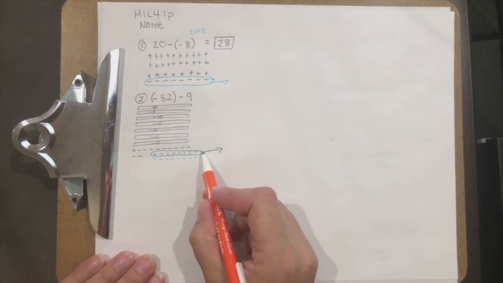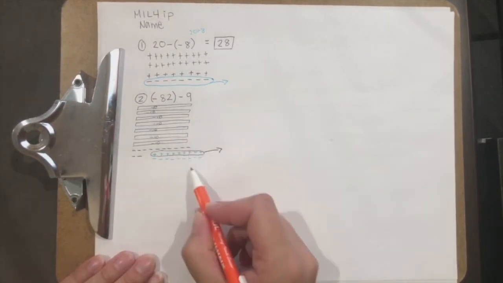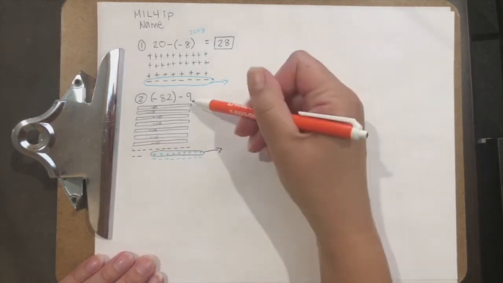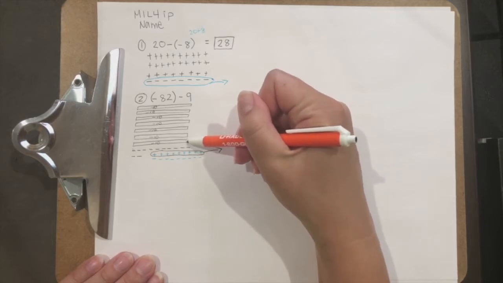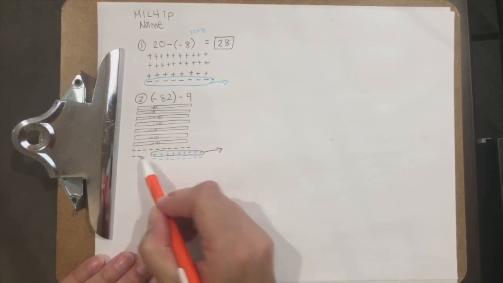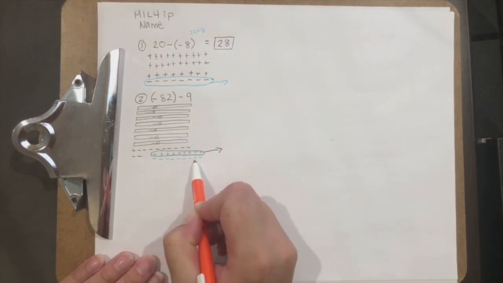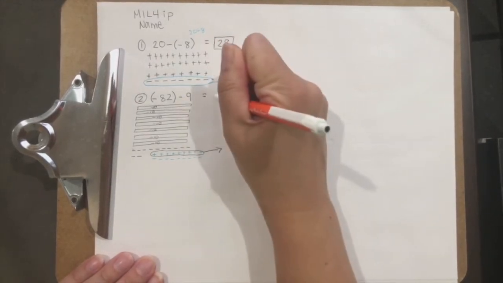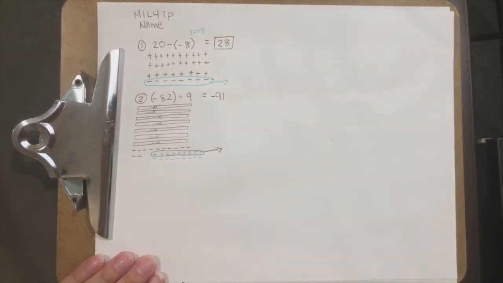So now I just took away those 9, which was kind of the same thing as adding in these 9 negatives. See how that worked? So I've got 10, 20, 30, 40, 50, 60, 70, 80 negatives, 81, 82, 83, 84, 85, 86, 87, 88, 89, 90, 91 negatives. So this equals 91 negatives, or negative 91.